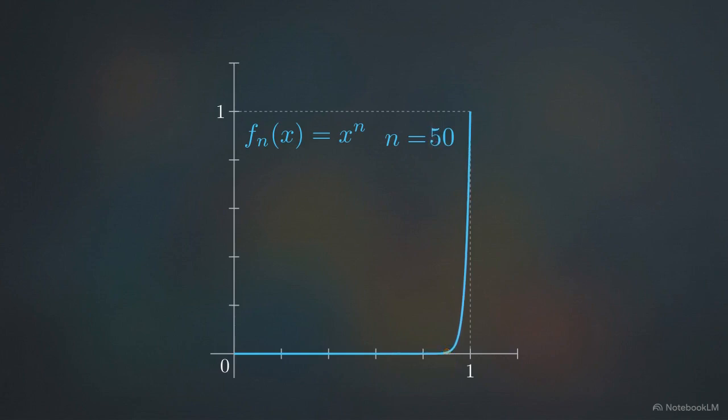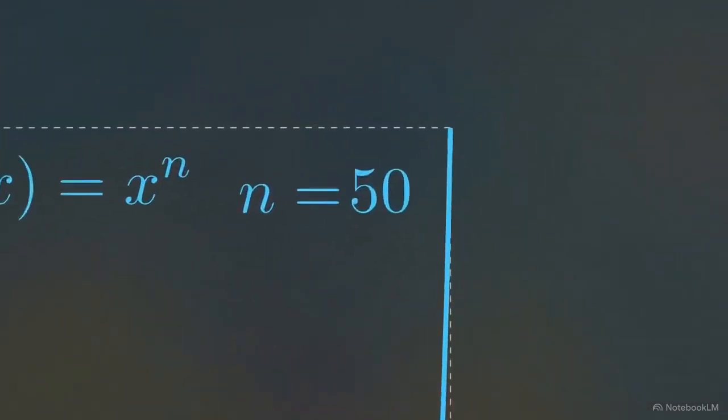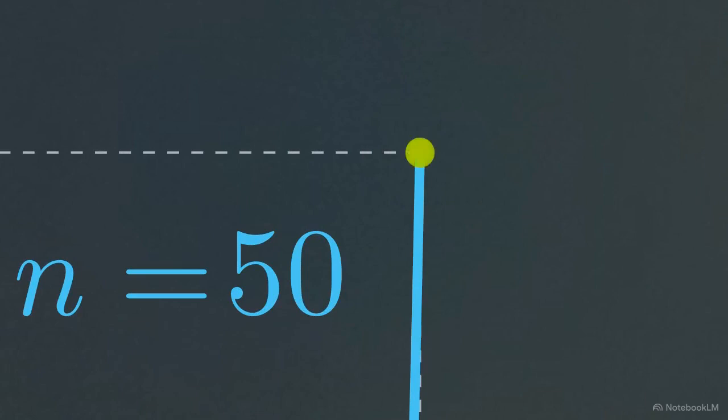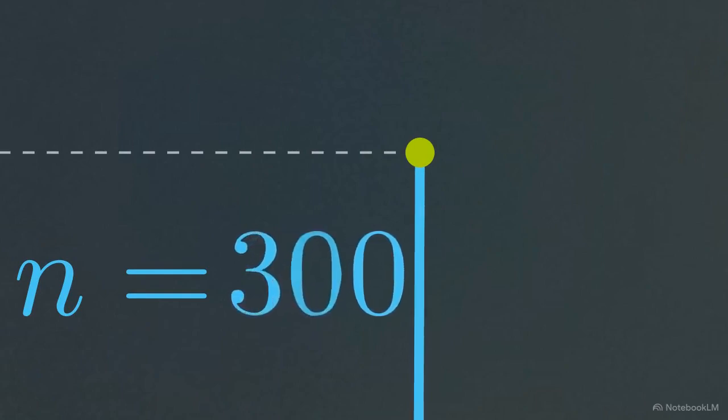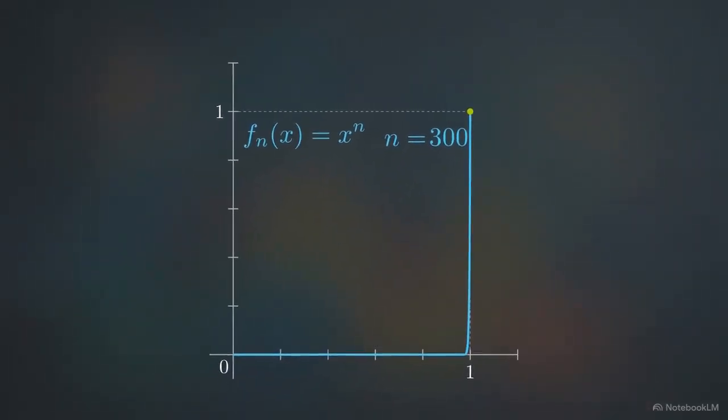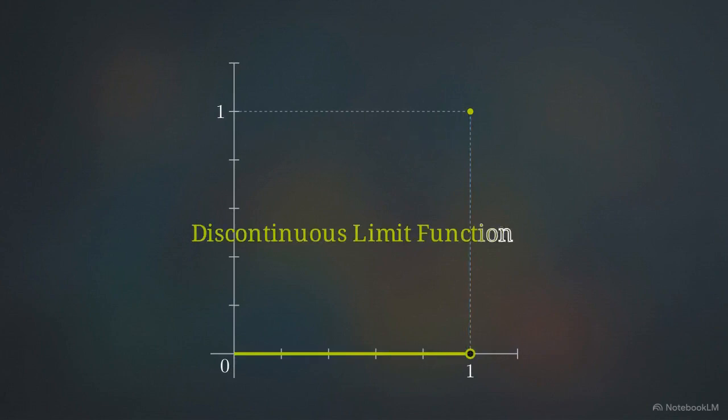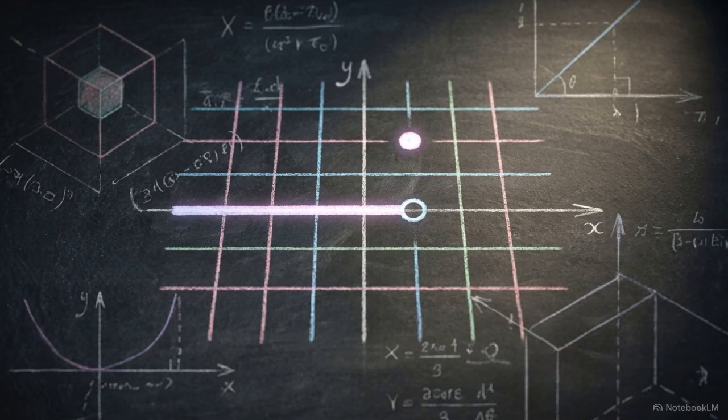However, the behavior changes when we look at the exact boundary coordinate where x equals 1. Regardless of the power n, 1 raised to any power remains exactly 1. This creates a limit function that is 0 for almost the entire domain, but suddenly jumps to 1 at the final point. An unbroken sequence of curves has collapsed into a broken limit function, creating a jump discontinuity.